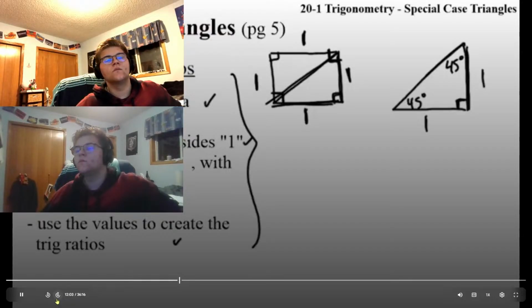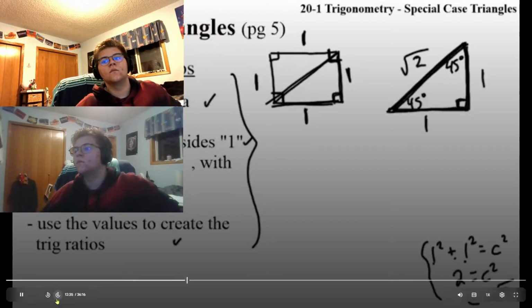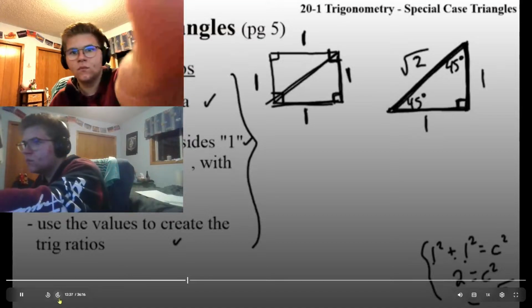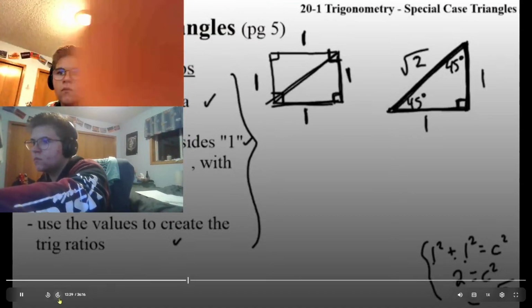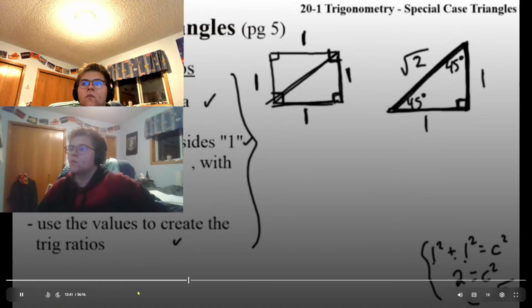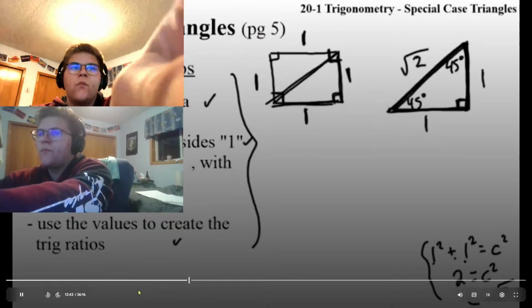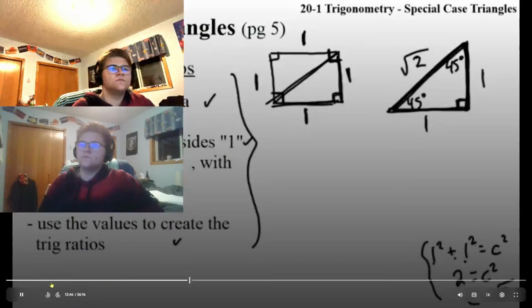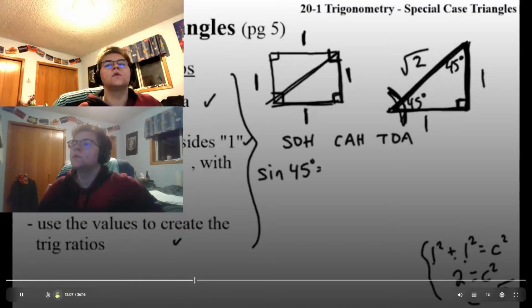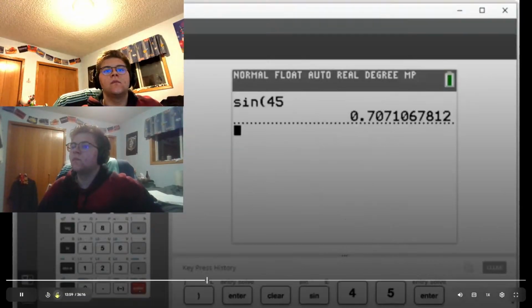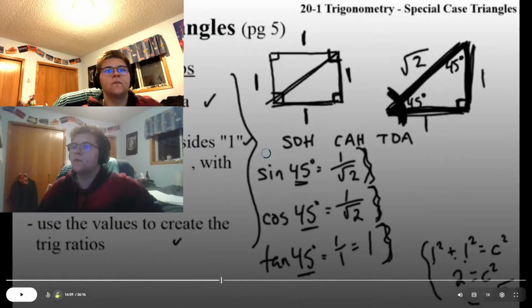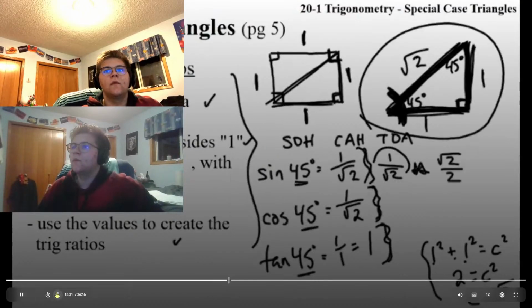I need this side here. Side length 1, side length 1 is 1, 1. Root 2 is not a big stretch. So we have a diagonal, root 2. And now that I have a right angle triangle, I can find the values exactly. So that's what we're looking at.